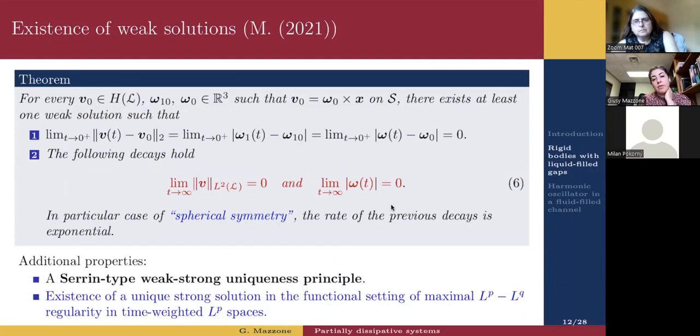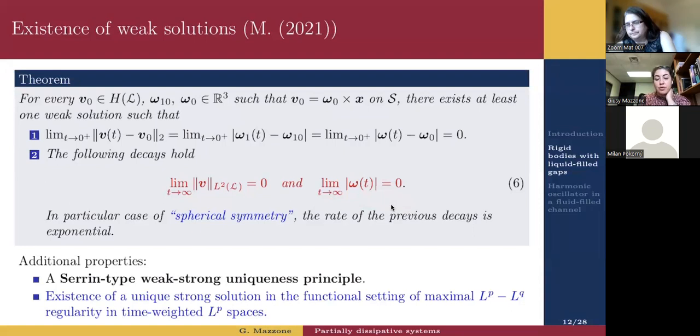By weak solution, I mean that the velocity is in the classical L2 class, satisfying the energy inequality, in fact the strong energy inequality. The initial data are attained in this sense, and the equations are satisfied in the distributional sense. In addition, one can show that for just weak solutions, with no conditions on the initial data or on the geometry, the velocity of the fluid goes to zero in L2. And omega, remember that omega is the relative angular velocity between the two solids, also goes to zero.